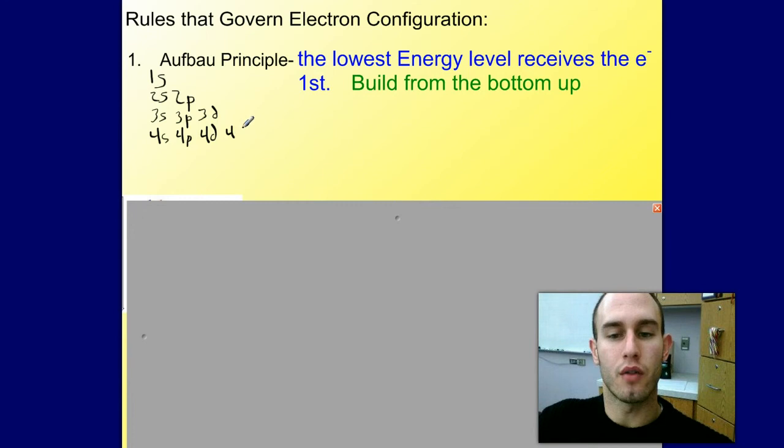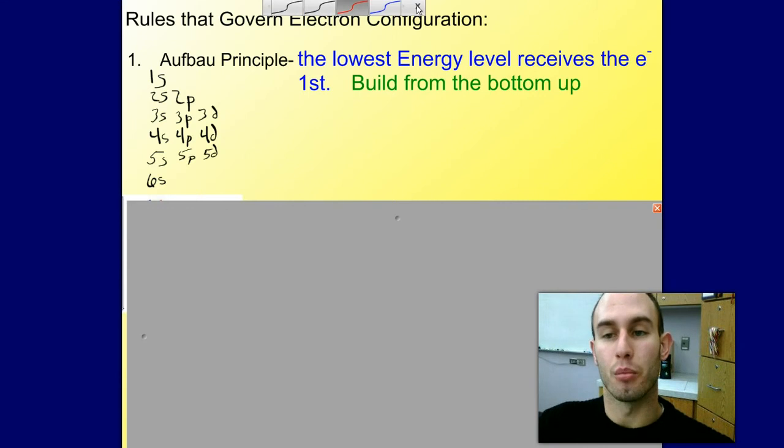There is technically a 4f. However, for our class, we do not deal with F's, so we just basically erase and ignore the fact that it's there. Continuing with 5s, 5p, and 5d. 6s is where we stop. We do not go past 6s in our class.